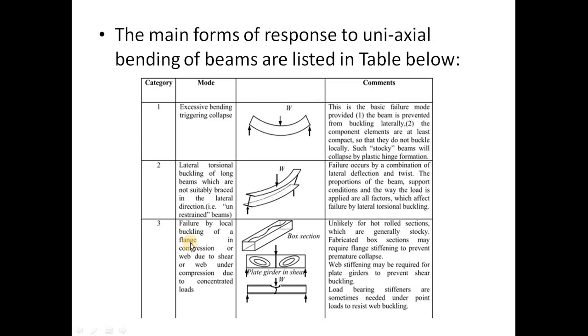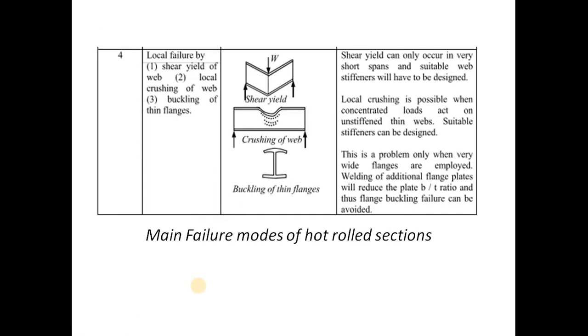And the third category is failure by local buckling of a flange in compression, or web due to shear, or web under compression due to concentrated loads. This is another mode of failure. And the last type of failure is local failure by shear yield of web. The diagram tells you shear yielding of the web, or it could be local crushing of the web, this second one, or the buckling of the flanges.